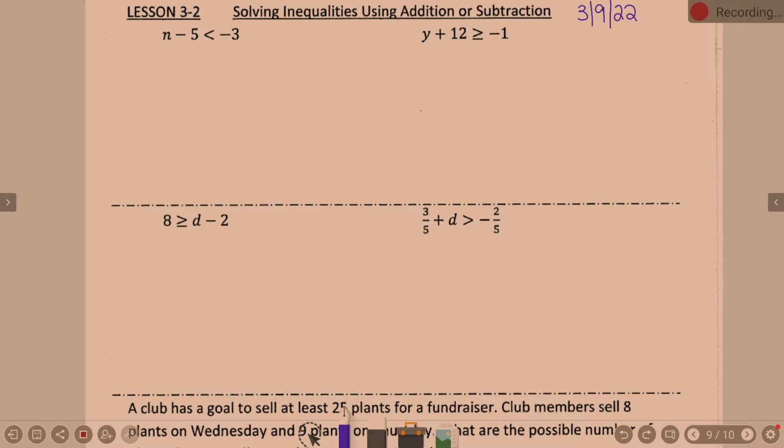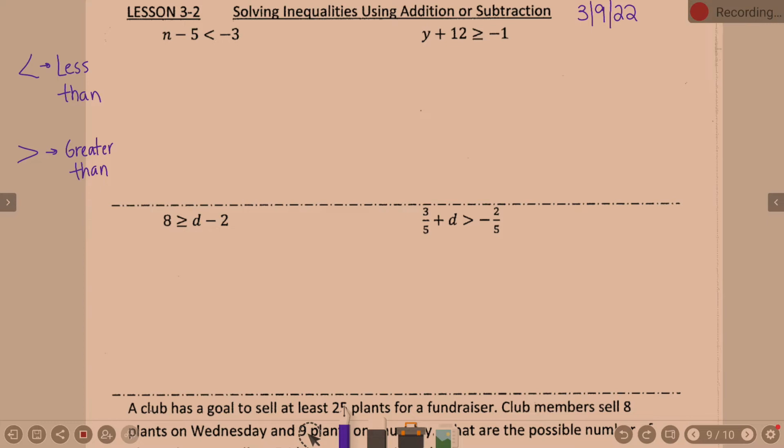Now, first example, n minus 5, and do you know which sign that is? Less than. Okay, this is less than negative 3. If it helps, feel free to write yourself a note that this is a less than sign. That means a greater than sign is pointing the other way. If that note is helpful in your notes, then put it in. I always want you to know what's what.